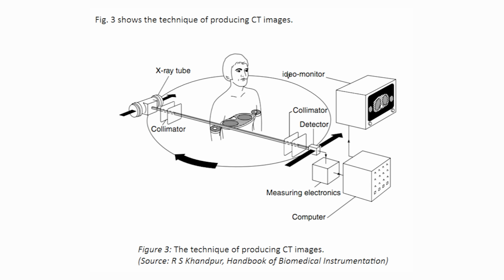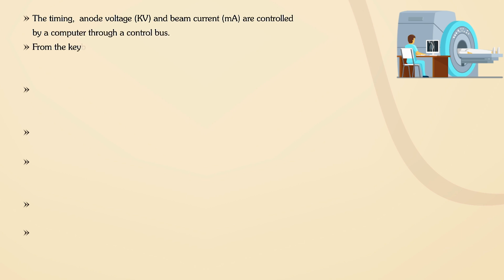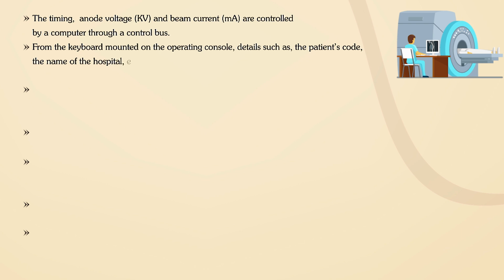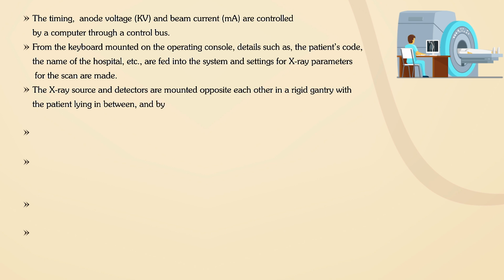We will see the function and working of each block. The timing, anode voltage kV and beam current milliampere are controlled by a computer through a control bus. From the keyboard mounted on the operating console, details such as the patient's code, the name of the hospital, etc., are fed into the system, and settings for X-ray parameters for the scan are made.